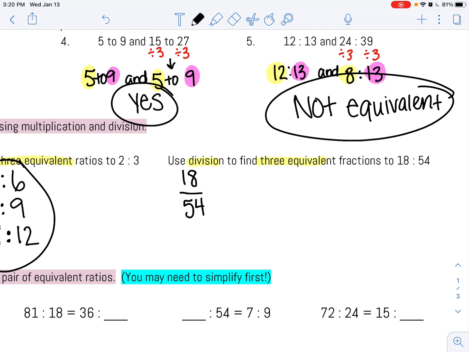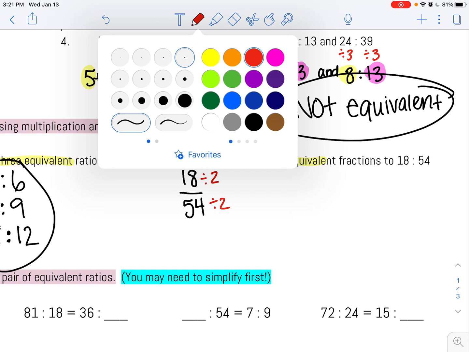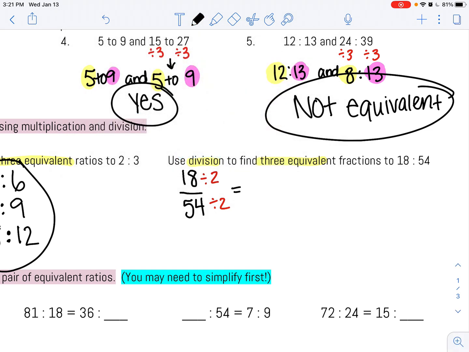So in dividing, I need to think of at least one common factor besides 1 of 18 and 54. They're both even, so that means I could divide this by 2. So let's show that I'm going to divide this by 2 and what fraction I'm going to come up with from there. I get 9. And if I take 54 divided by 2, I get 27.